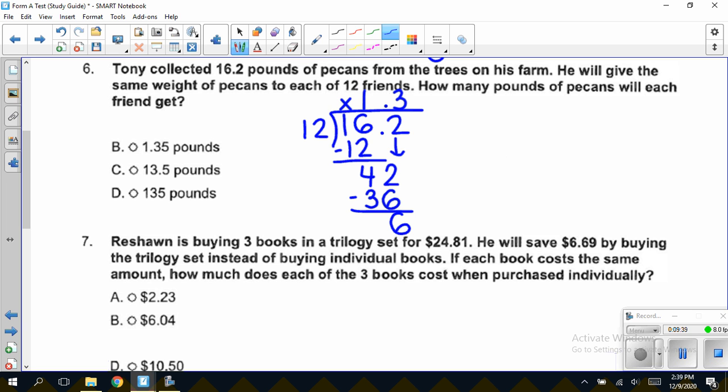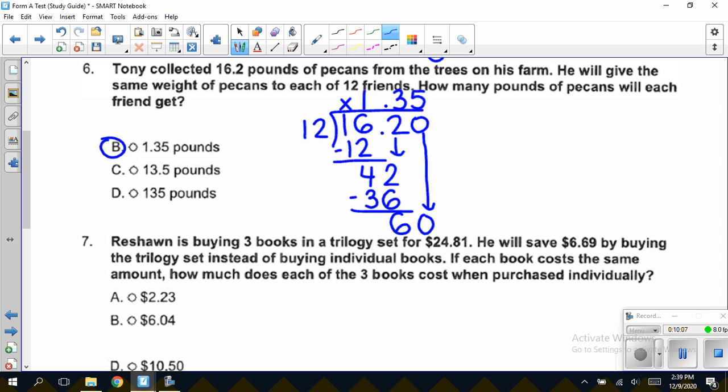Seeing that I have a remainder, that tells me I have to add a 0 to my dividend and bring it down. So now 12 does go into 60 5 times. 12 times 5 does give us that 60, so we no longer have a remainder. So that means each friend will get 1 35/100 pounds. Notice for your multiple choice answers, the digits are all the same, it's just the decimals are in different place values.